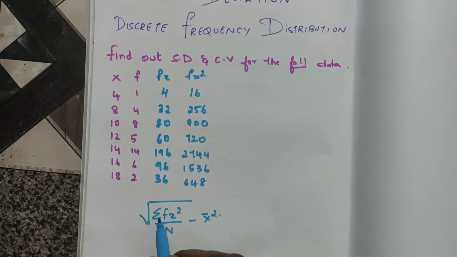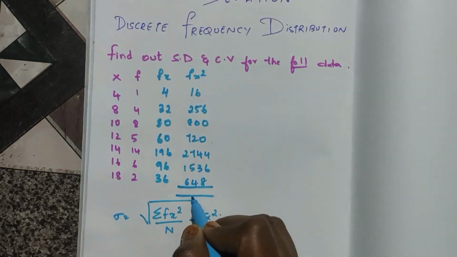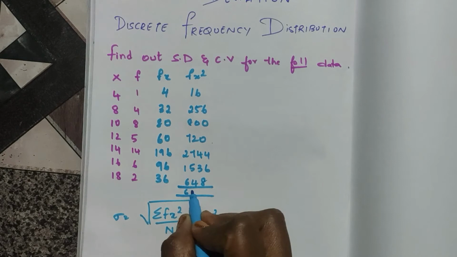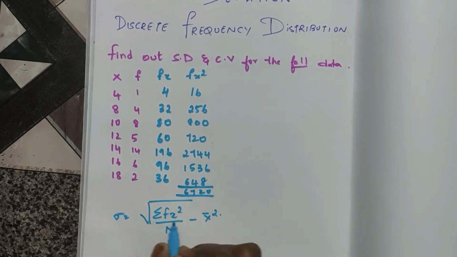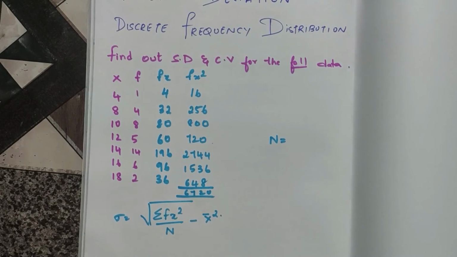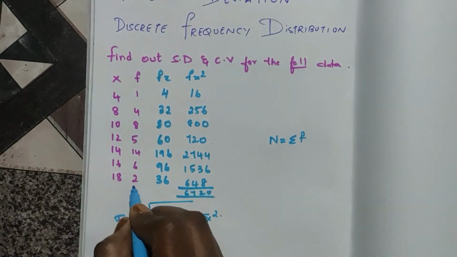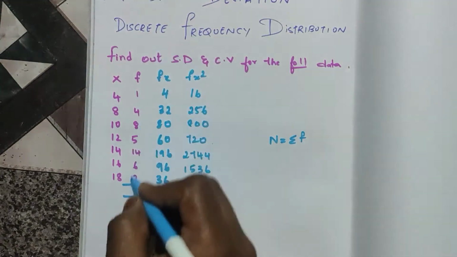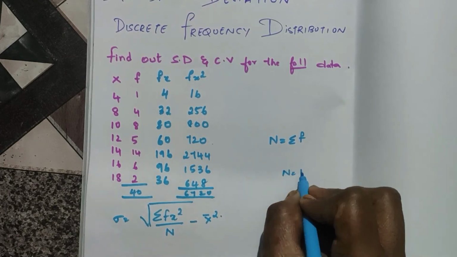Now what we have to see in the formula is summation fx square. So you have to add all these values. After adding, I get 6720. So now I have to apply this over here. Now I need to find out n. So n is the discrete frequency total, n is nothing but summation f. So you have to add your f values. After adding your f values, you get 40. So n is equal to 40.